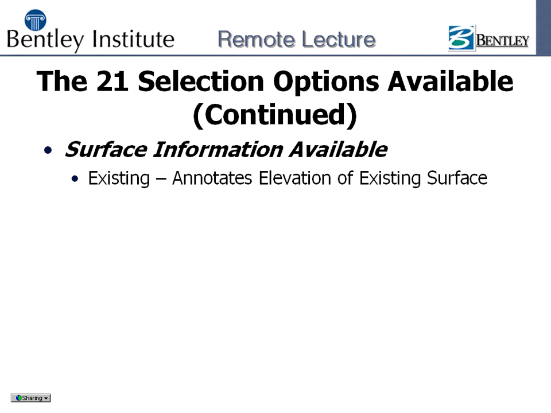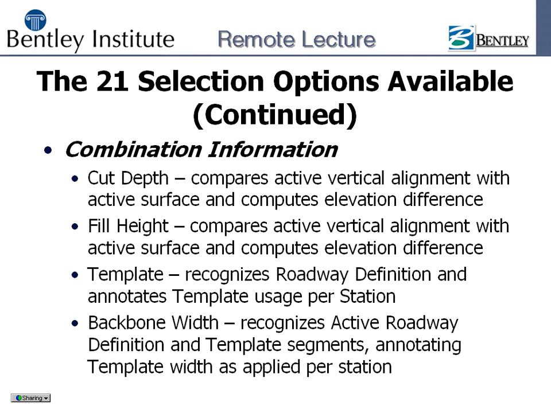On the surface side, basically what we have is existing. It annotates the elevation of the existing surface, or actually the surface that we've got displayed or active. Now here is where it comes together in a combination. The cut fill depth compares the active vertical alignment with the active surface and can compute elevation differences at whatever interval you specify. The same applies to the fill height, so you can do quick comparisons on your design. And as I was saying, you can do this pre-modeler, so you can look at this before you run the modeler and get a good feel for your design.